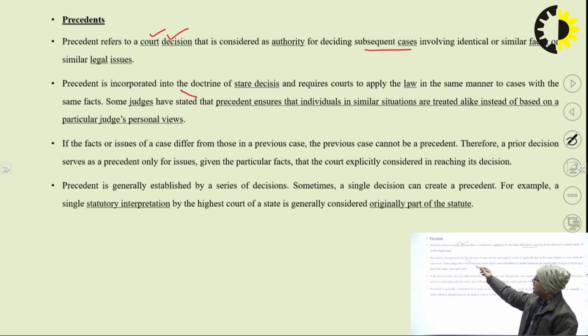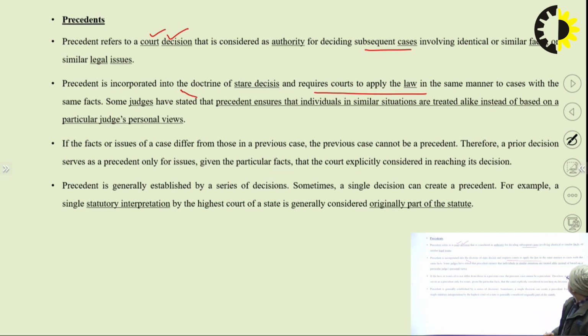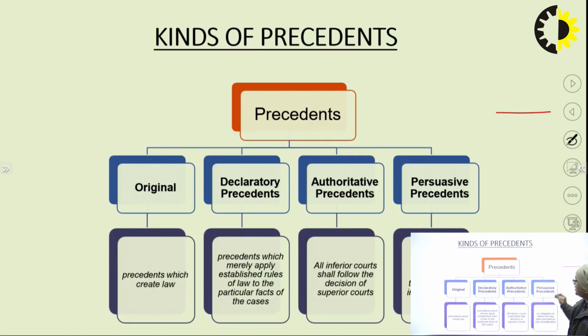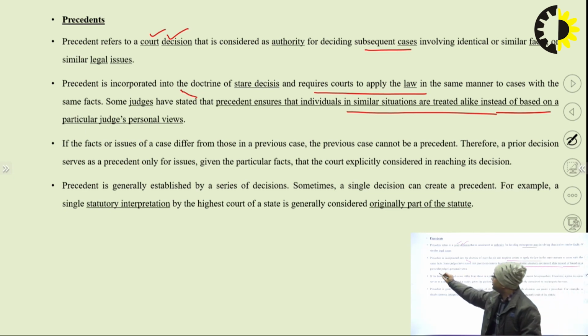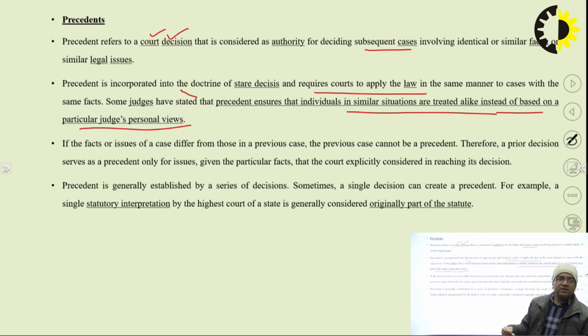Precedent is incorporated in the doctrine of stare decisis and requires courts to apply the law in the same manner to cases with the same facts. Some judges have stated that precedents ensure that individuals in similar situations should be treated alike instead of based on a particular judge's personal view. So here we are avoiding personal views of judges. Suppose different judges are giving decisions on similar kinds of cases; for avoiding personal biases and personal views, these precedents play a crucial role.